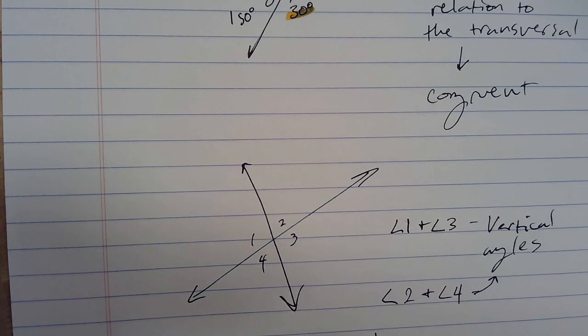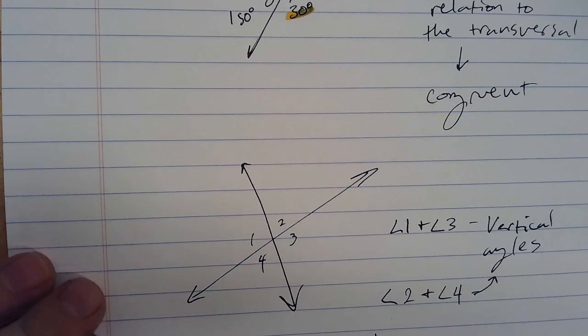The way we would write that mathematically is we would use this fun little symbol. You use this for our congruent symbol. So we would say angle one is congruent to angle three. All right, let's do a couple practice problems with this.